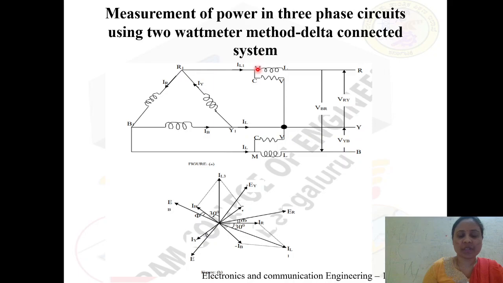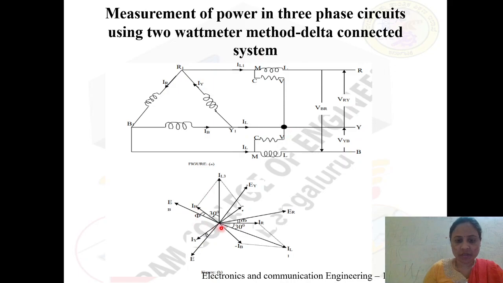Similar to the previous case, here also the current coil of each wattmeter is given to 2 lines. We have taken line R and line B, and the voltage coils of each wattmeter are given to the third line, for which the wattmeter is not connected. So here for Y we have not given a wattmeter, so the voltage coils are given to line Y.